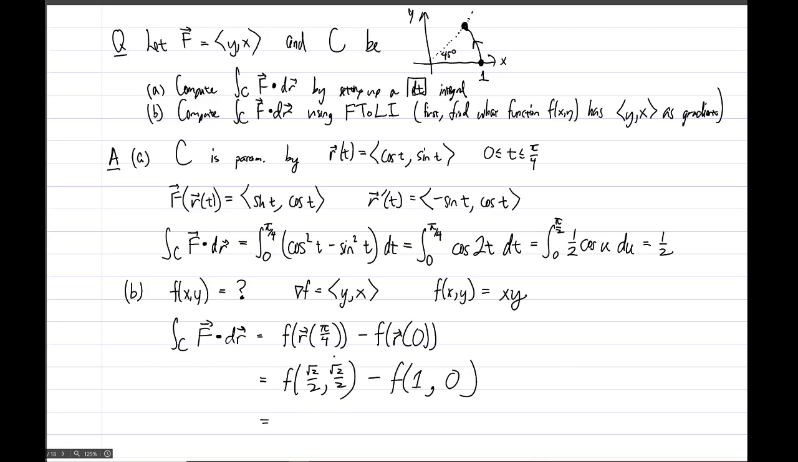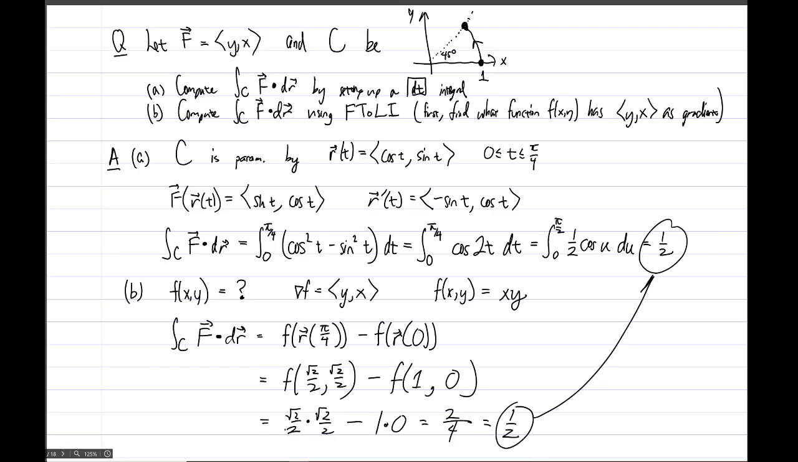Where's f? Oh yeah, it's over here. X times y. So we'll have root 2 over 2 times root 2 over 2 minus, and then f of 1 comma 0. Still, again, little f is multiplying the two input variables, so 1 times 0. And so we'll have here, let's see, root 2 times root 2 is 2, over 2 times 2 is 4, minus 0, we won't write that, so 2 over 4, we end up with 1/2, which is the same number here.